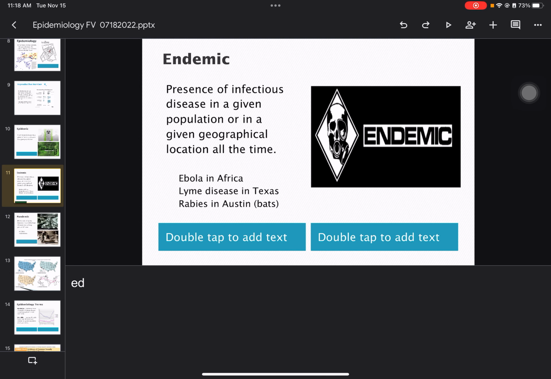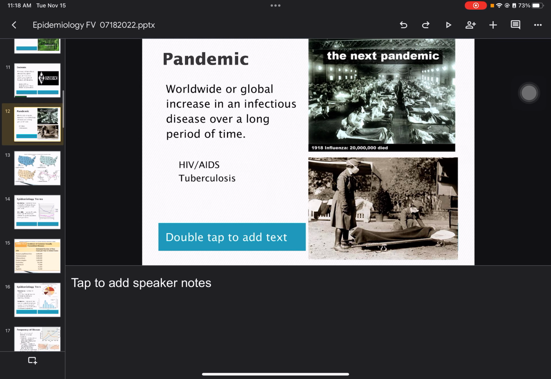And then pandemic is worldwide, right? So the two other things that are pandemic right now are HIV/AIDS and tuberculosis. If you want to see some scary stuff, go research about the flu of 1918. 50 million people died with that.